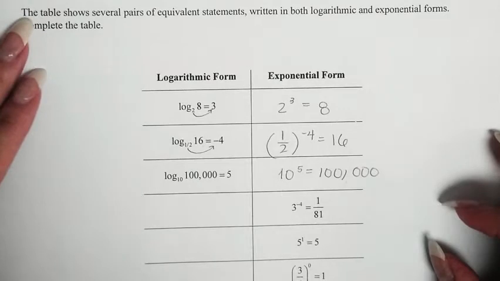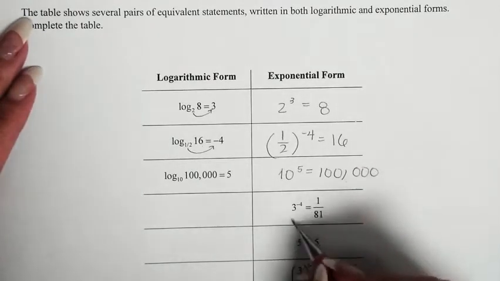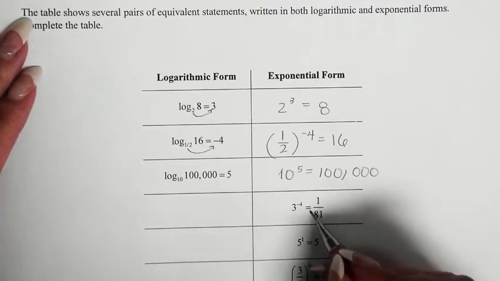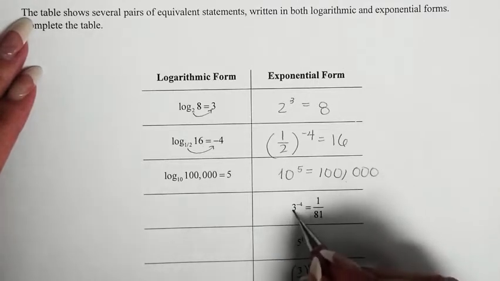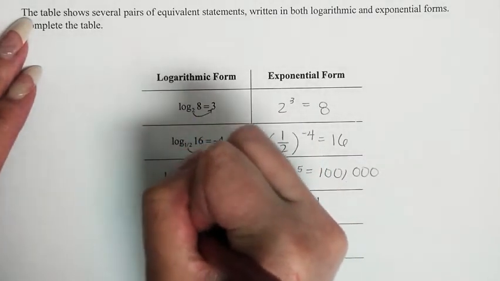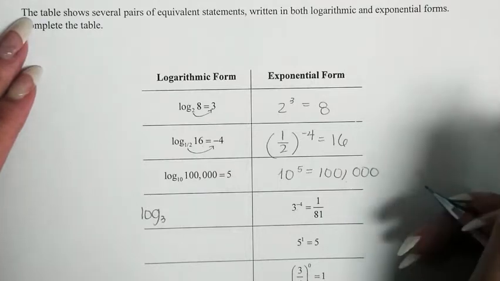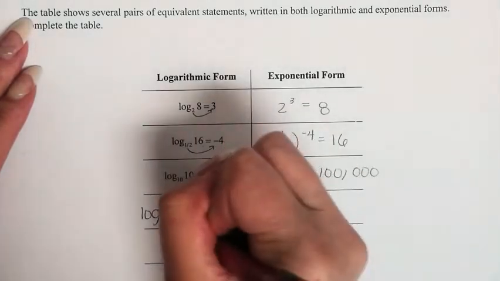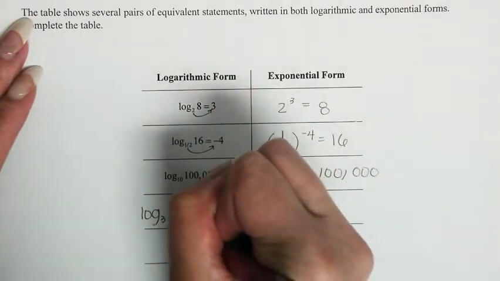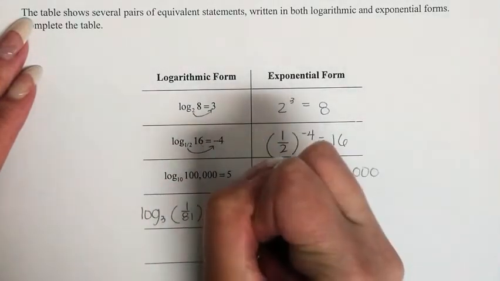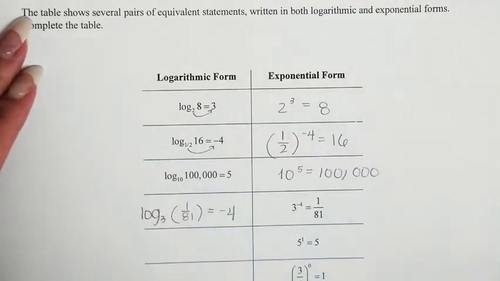Now doing it backwards, here you have the exponential form. How can we convert this into logarithmic form? The base is 3, so I start with my log base 3, and inside my log is going to be the 1/81, and that's equal to -4. This one is the base, this one is what you have inside your log function, and the -4 is your result.